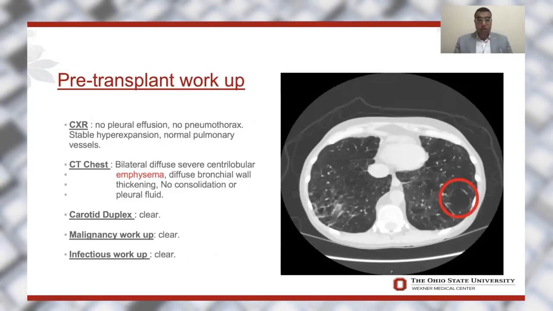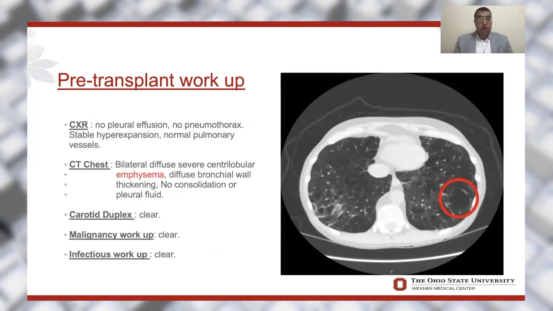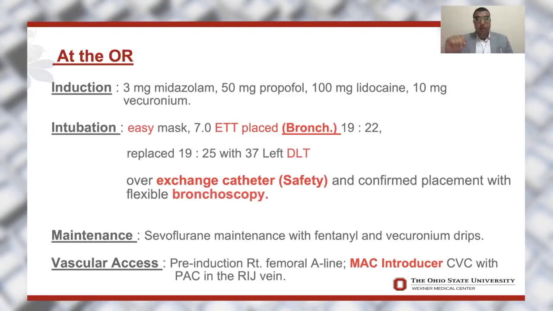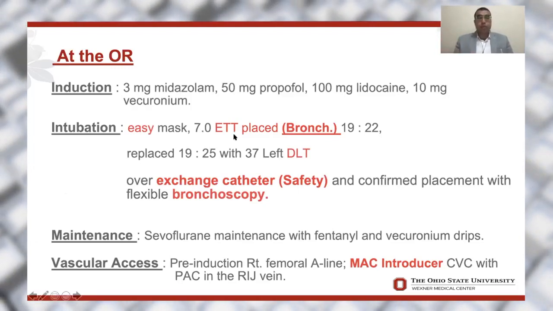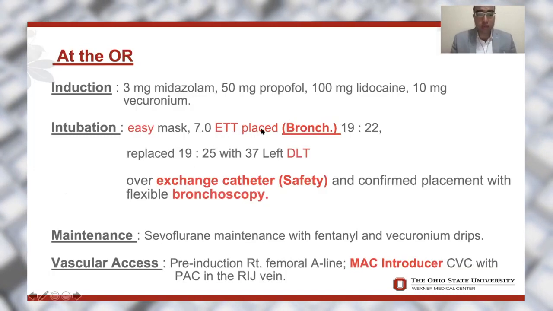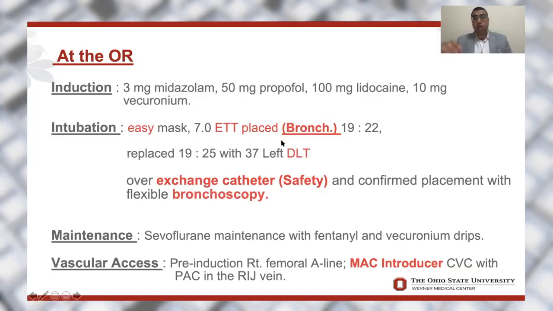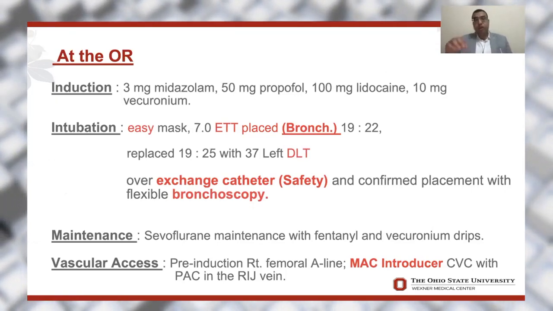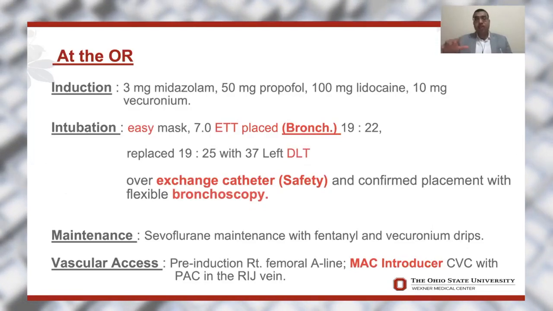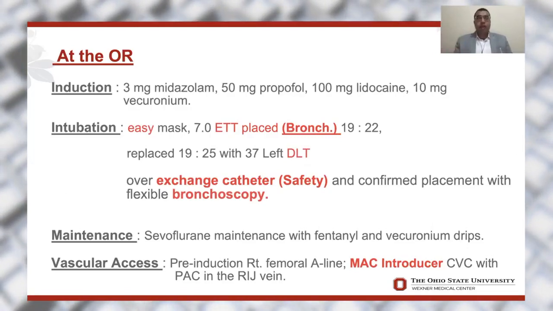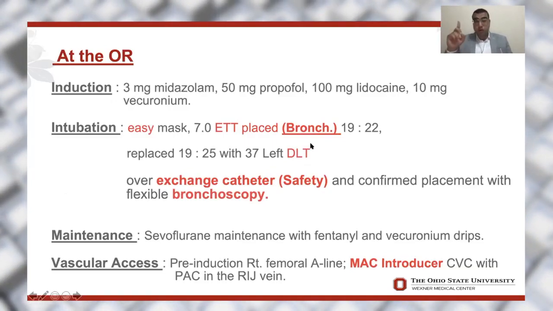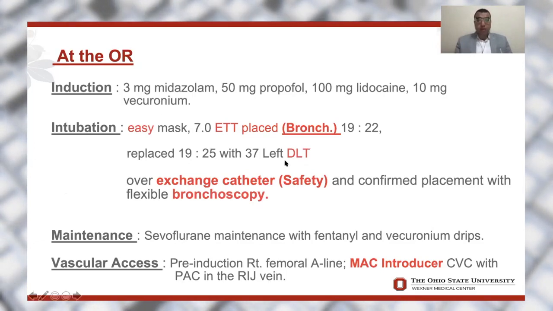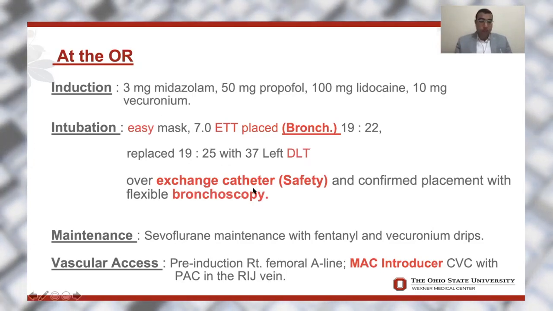Other investigations were normal. At the OR, after induction of anesthesia, I think this is a good chance to see what practically occurs at lung transplant. At Ohio State, we put an endotracheal tube first, before the double lumen tube. Why? To do bronchoscopy. Why do we do bronchoscopy first? It's a surgical preference to check the bronchial tree and do a little bit of suction. Then after the bronchoscopy, we replace it with a double lumen tube over an exchange catheter.